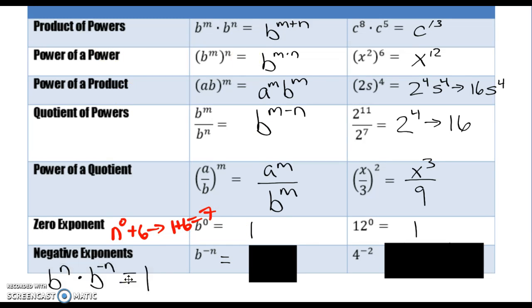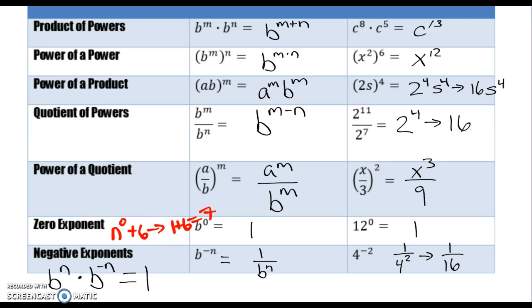And then finally, our negative exponents. What you need to understand here is that anything to a power multiplied by that same base to a negative power will equal 1. These are inverses of each other, and that's because b to the negative n is the equivalent of 1 over b to the n. Okay, so a negative exponent does not mean a negative value. So over here, we're looking at 4 to the negative 2nd, or in other words, 1/16.